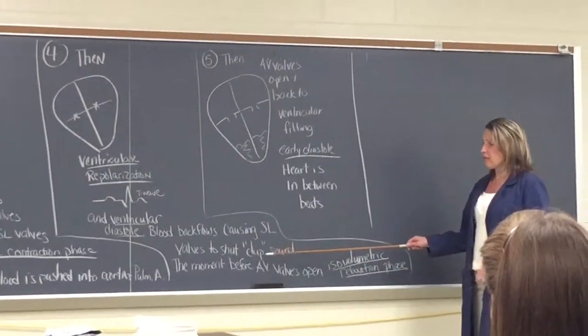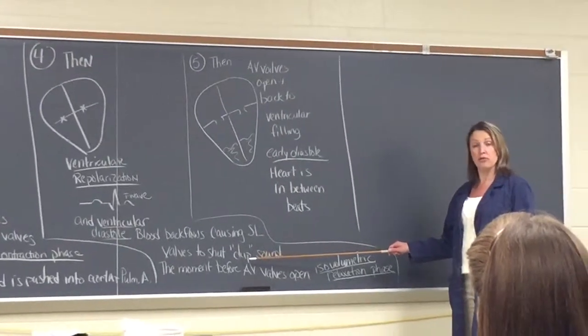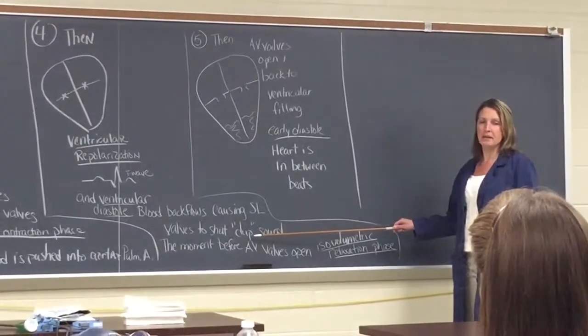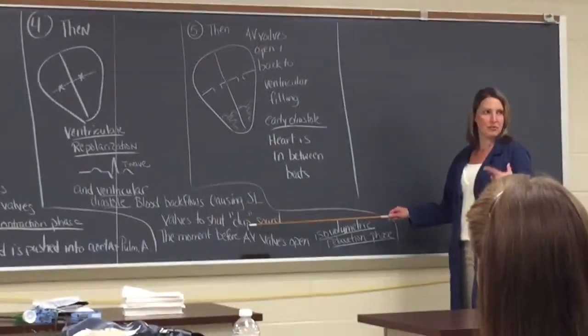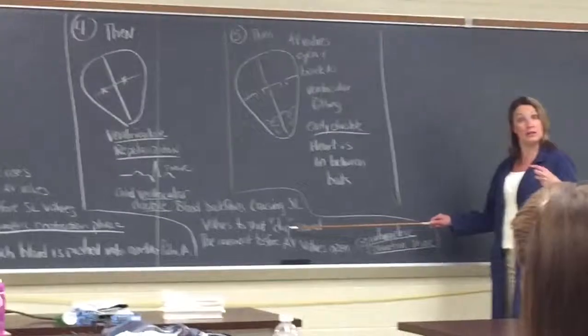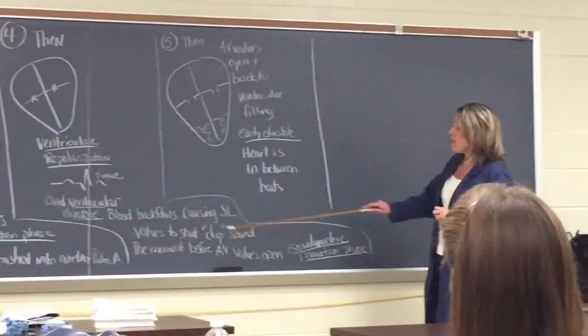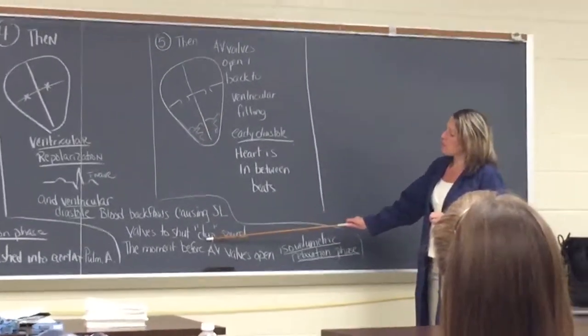If for some reason a valve was insufficient, instead of hearing a crisp lub dub, you might hear more of a lush dub sound. Like if you had an AV valve, like the mitral valve, you wouldn't hear that crisp sound. But the semilunar valves snap shut, and you hear the dub sound.